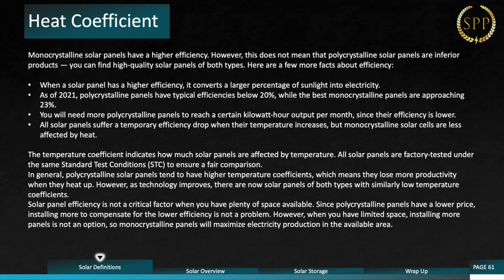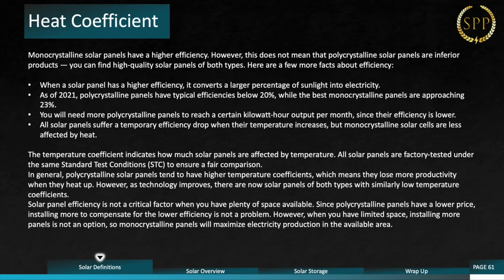In general, polycrystalline solar panels tend to have a higher heat coefficient, which means that they'll lose more productivity when they heat up. However, as technology improves, there are now some solar panels of both types with similar low heat coefficients or temperature coefficients. Solar panel efficiency is not a critical factor when there's plenty of roof space available.